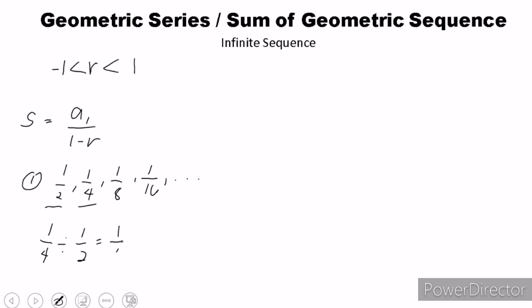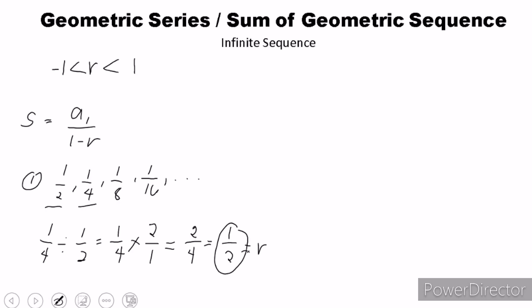So, 1/4 times, get nyo yung reciprocal ng 1/2, which is 2 over 1. 1 times 2 is 2. 4 times 1 is 4. And then, simplify nyo lang further. So, it will become 1/2. Kasi that is the simplest form. So, alam na natin na ang common ratio natin ay 1/2. So, we can now substitute it on our formula.